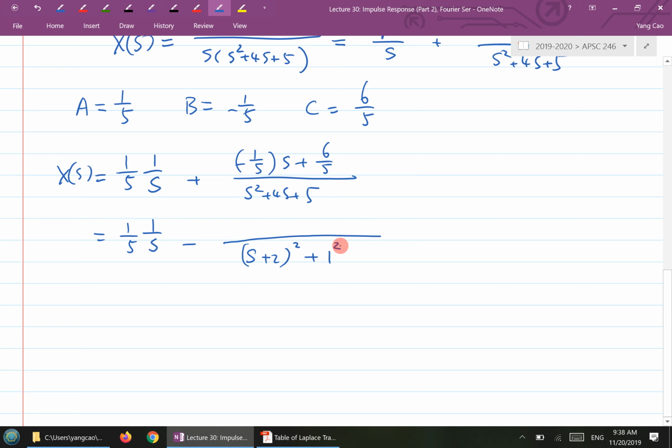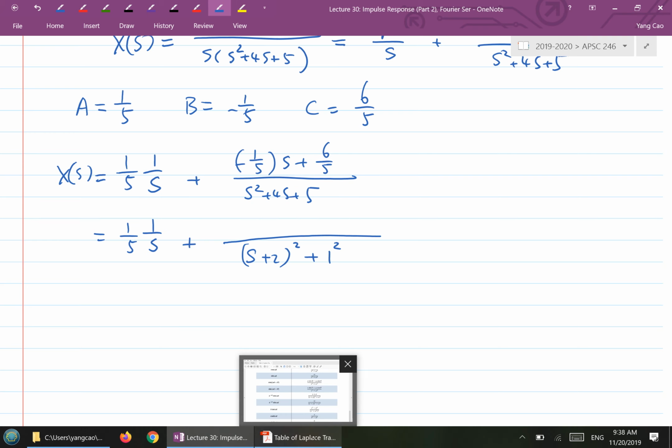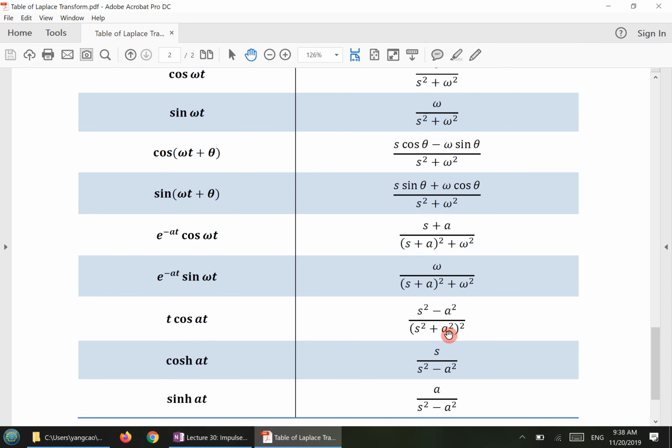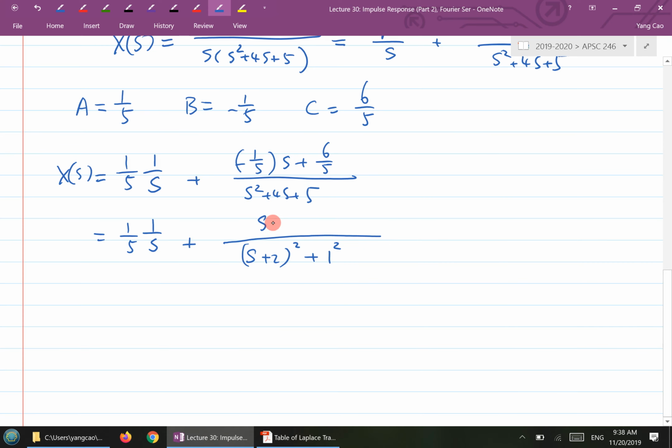So the bottom is (s plus 2) squared plus 1 squared. Okay. And if I want to make use of the table here, I need a numerator to be s plus a, or I need a numerator to be omega. So I need s plus 2 here, right? Right now it's just s, not s plus 2.